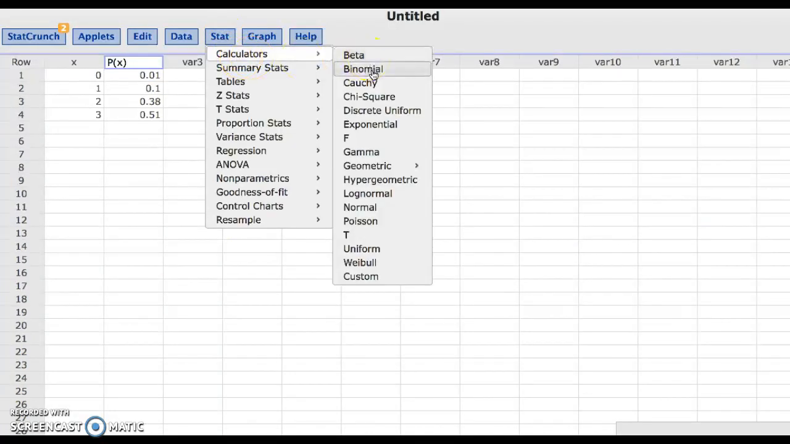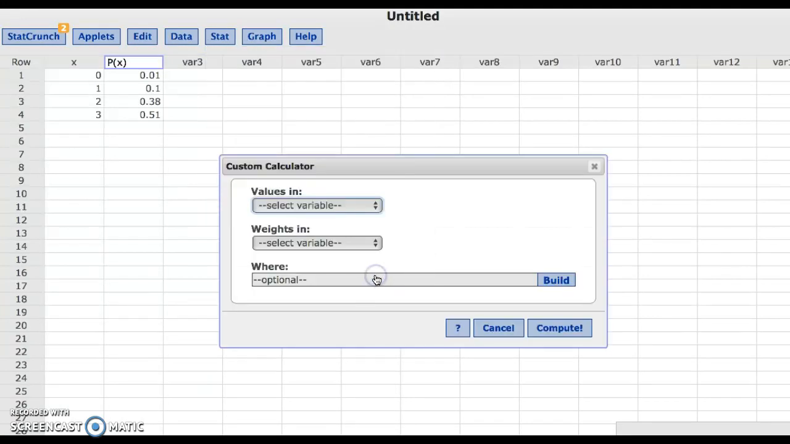Now, StatCrunch has a whole lot of probability models that are pre-done. We'll take a look at some of these in coming chapters, but you want to select the custom option. This is a custom probability distribution that we've entered. Our values are in the X column, and our weights or our probabilities are in the P of X, or second column. Don't need to worry about this, and just hit compute.